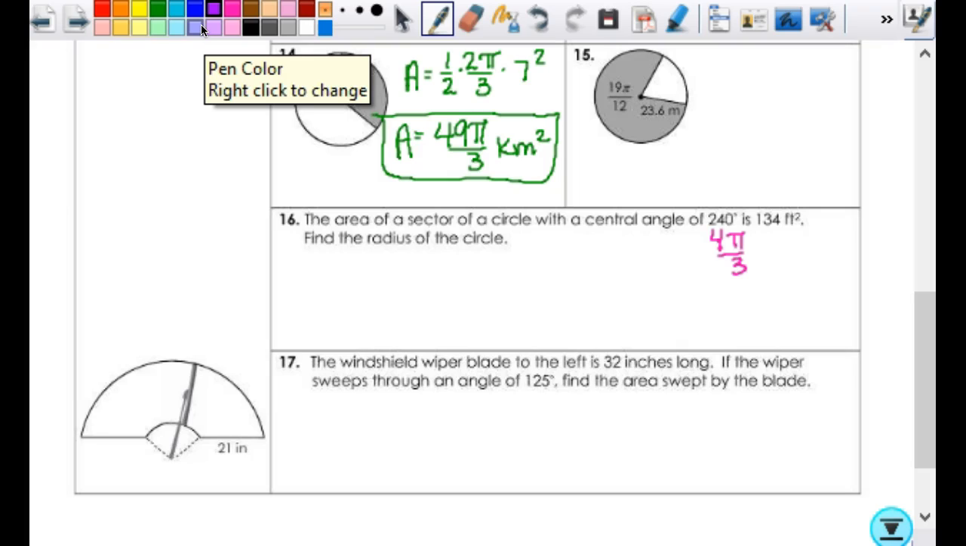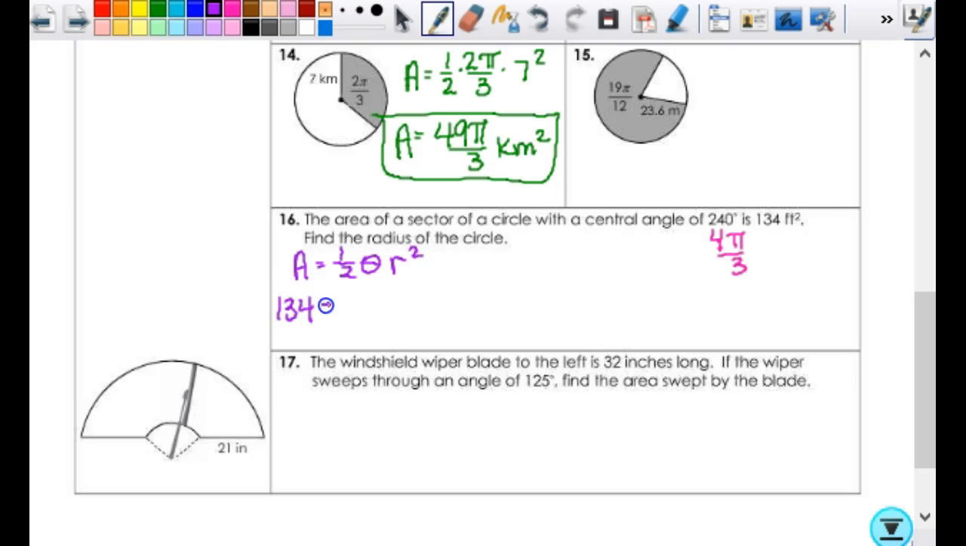All right, so I want to find the radius. So I write down my formula. The area of this sector is equal to 1/2 times theta times r squared. So I substitute in everything I know. I know the 134, that's equal to 1/2 times the theta, which is 4 pi thirds, times r squared.